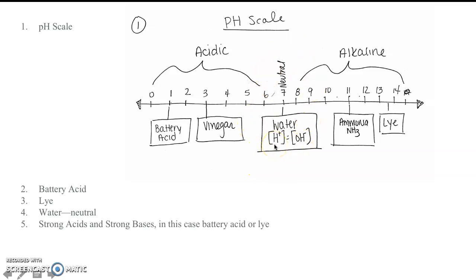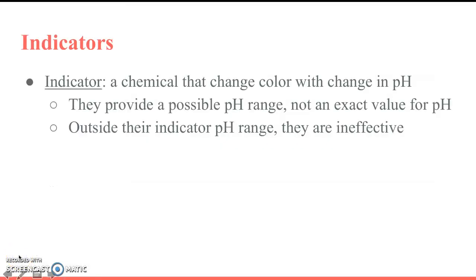And lastly, number 5, which substances would completely dissociate in water? So strong acids and strong bases are going to completely dissociate. So on this scale, that would be battery acid and lye, our strong acid and our strong base. So our new topic we're covering today are indicators. Indicators are chemicals that change color within a certain pH range.